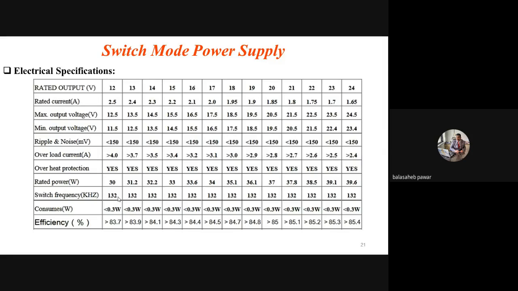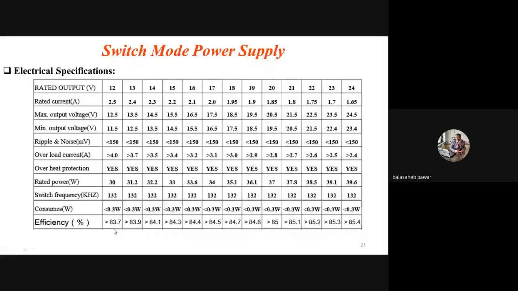Okay. Then the power consumption, how much power it is going to consume when it delivers the rated power of 30 watts. That means AC power, it will be less than 0.3 watts. And efficiency, the last parameter, that is the efficiency of this first example, 12 volt SMPS, is greater than 83.7.